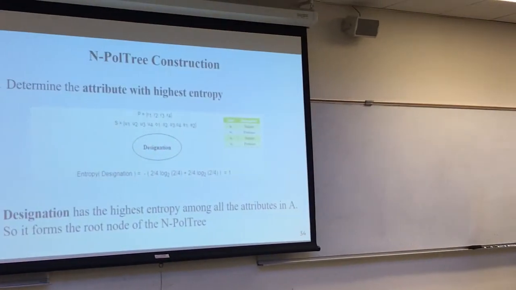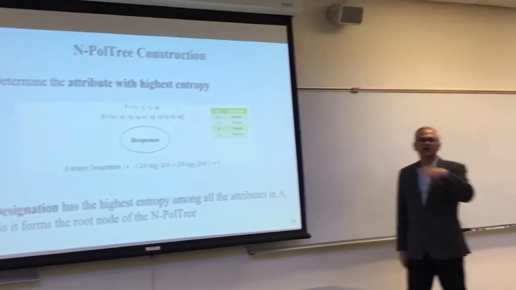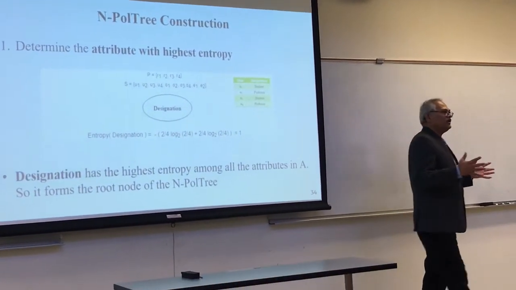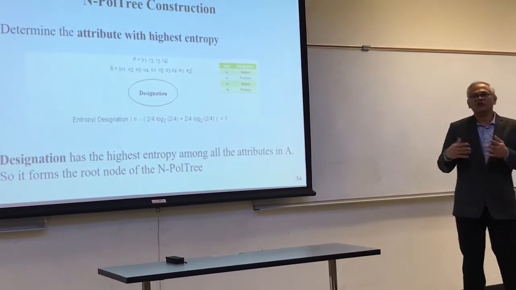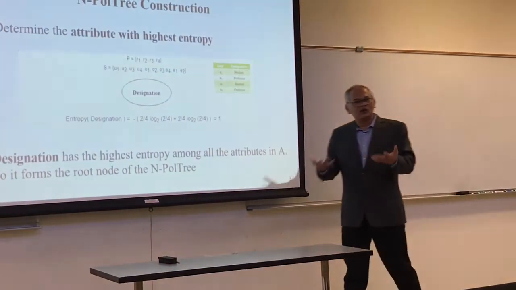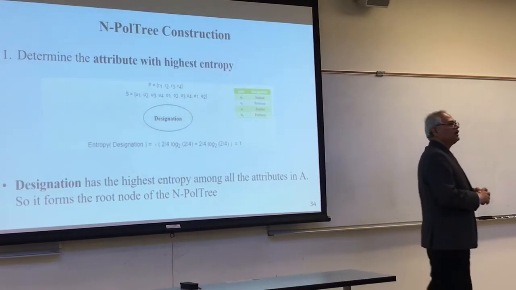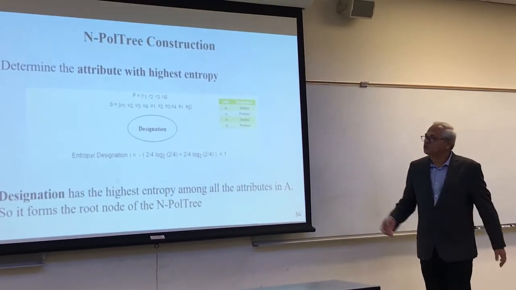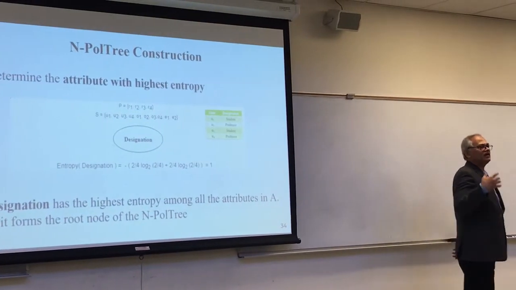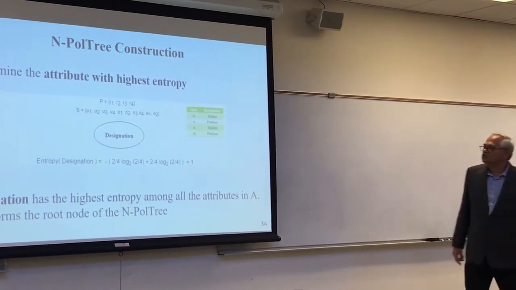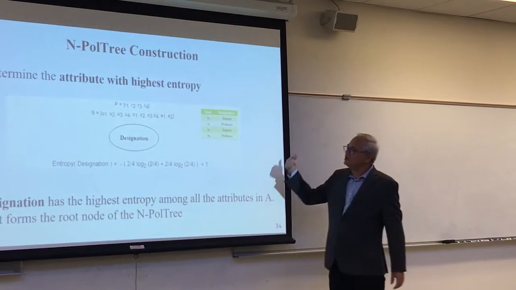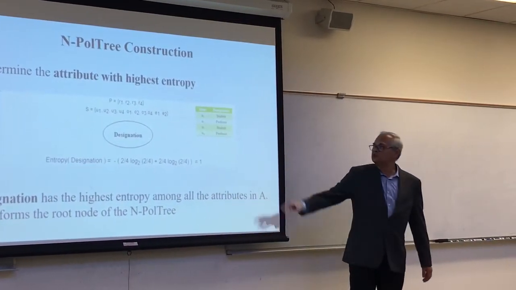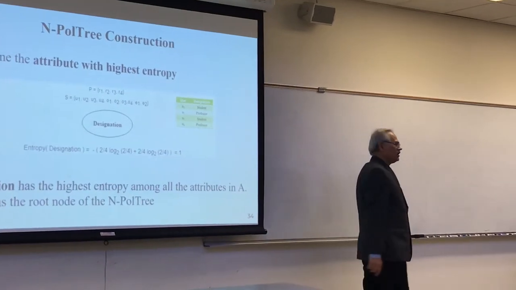And then here, how do we choose which attribute at different levels? We choose it based on the entropy, because when the entropy is more, as we know, there will be more disorderliness in the system. So if we can bring things together, then the entropy will come down. So we choose the entropy, and the standard definition of entropy is used. If we consider our data, we find that designation has the highest entropy among all the attributes, so we decide it as the root of the n-ary tree.